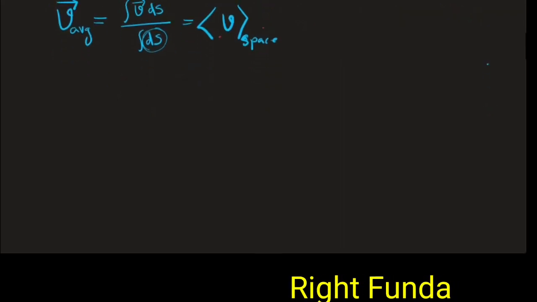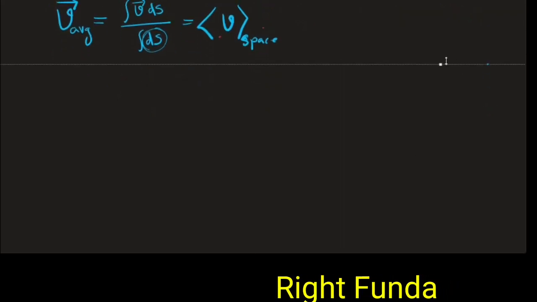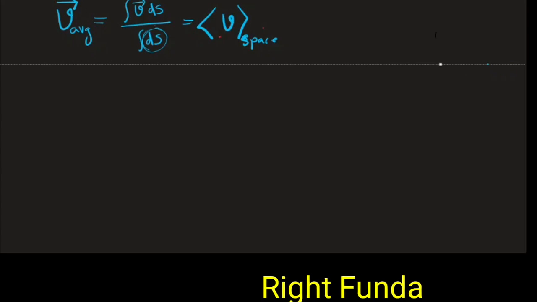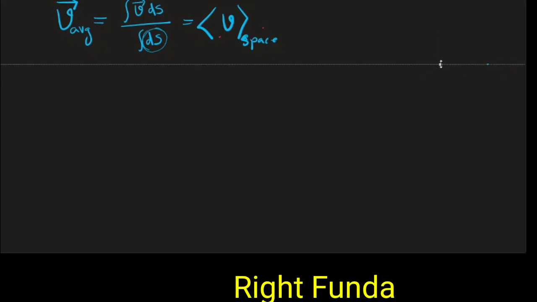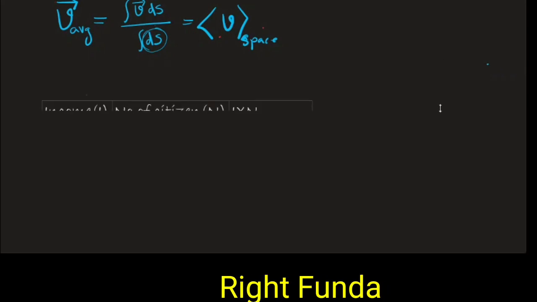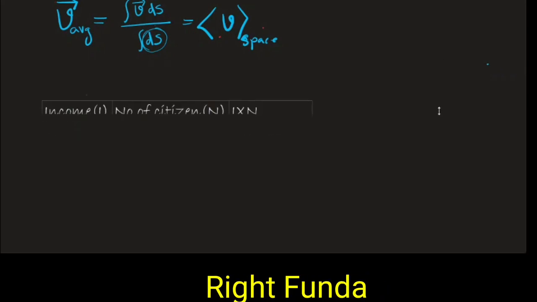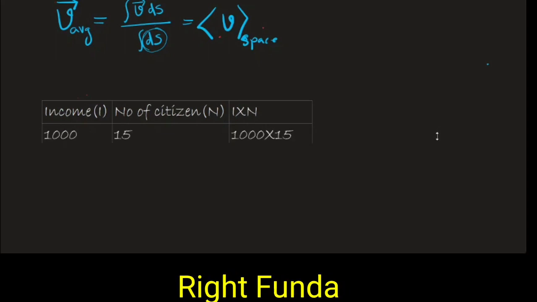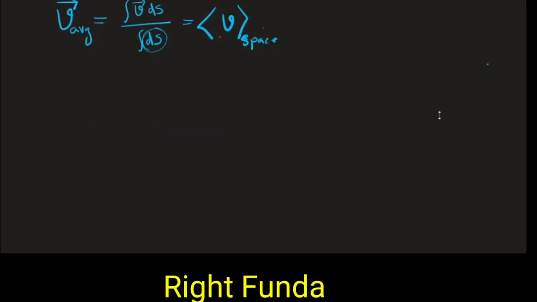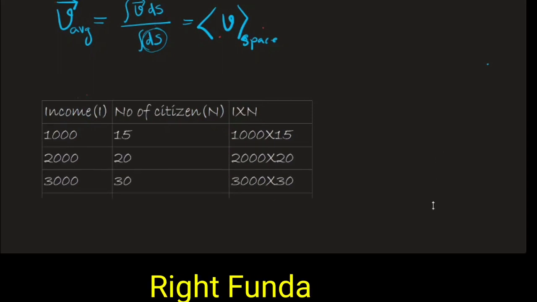So let's understand the basic process of averaging. What is the basic process of averaging? Because in daily life also we average many things: average marks, average age, average income, anything we do, averaging we do. So let's see what this average is. Suppose there are people with some income, and there are different numbers of citizens, and we want to find their average.